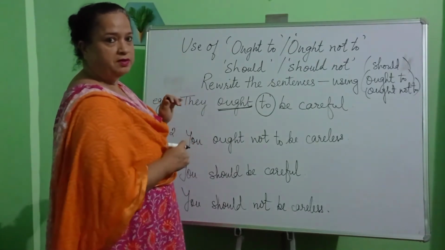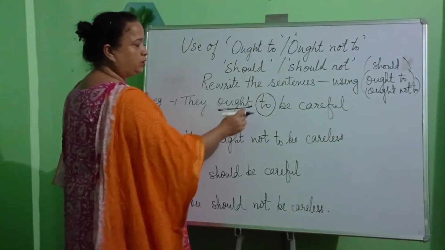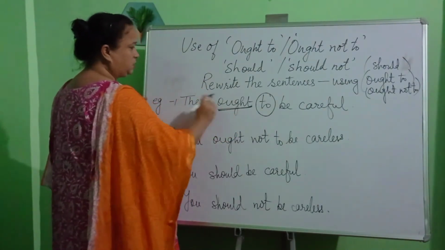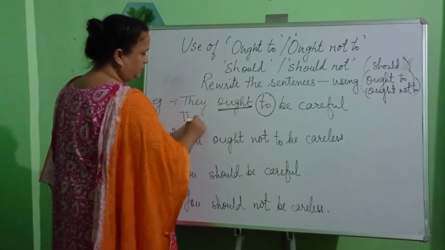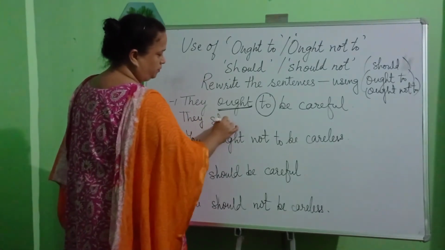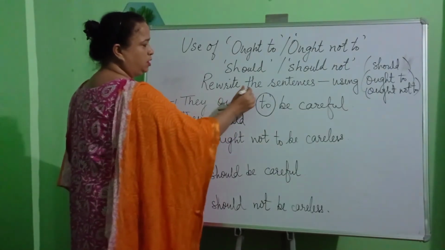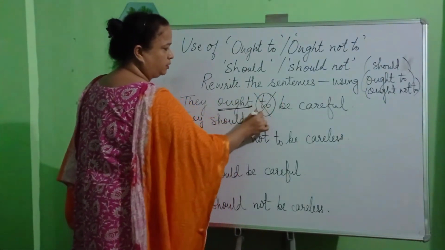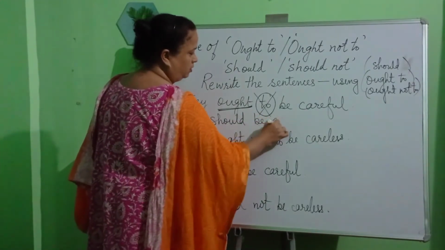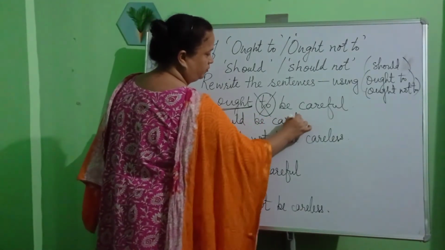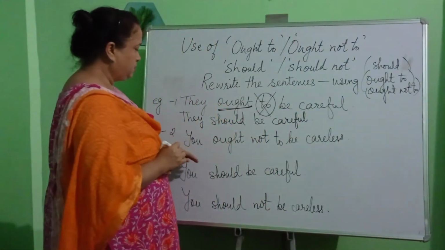Now, how do we rewrite the sentence? As I told you, we can replace ought with the word should. Since my sentence is in the positive form, I will write they should. Now, while replacing ought with should, I do not need to write the word to. They should be careful. Okay?